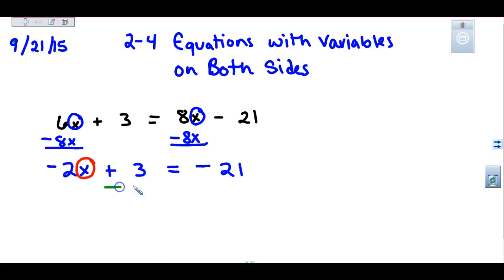So let's subtract 3 from both sides. The inverse operation of plus 3 is minus 3. What you do to one side, you do to the other. So negative 2x is equal to negative 24.